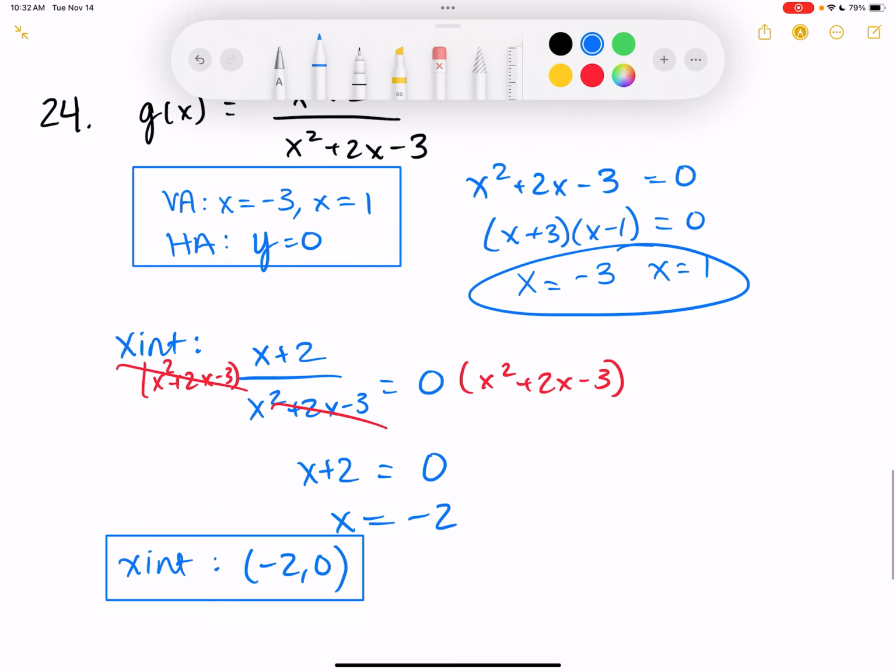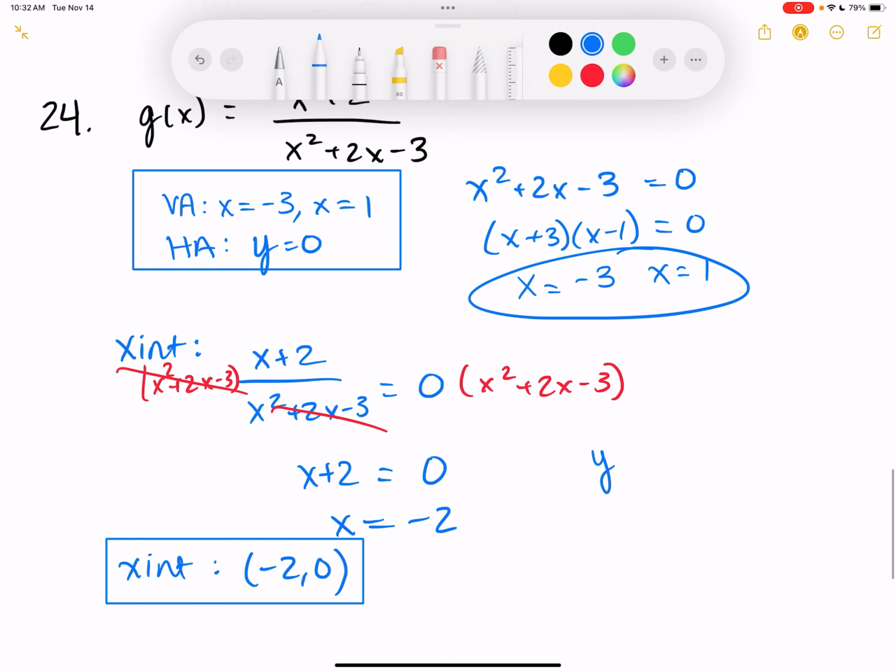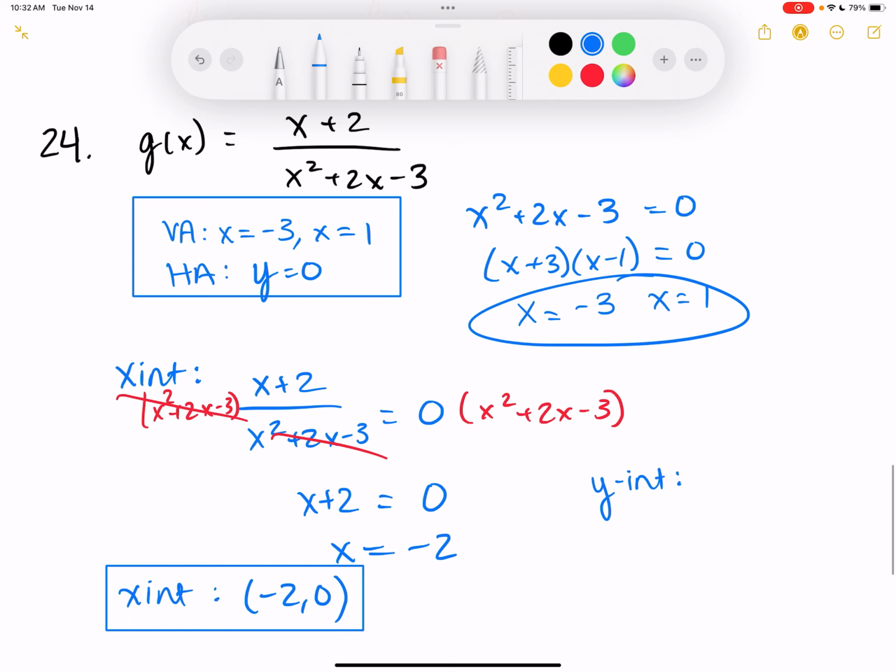Okay, the y-intercept, just do this over here. We set x equal to 0. So every x that we have up here is going to be equal to 0. So we've got y is equal to (0 plus 2) divided by (0 plus 2 times 0 minus 3). So y is equal to -2/3. So my y-intercept is at the point (0, -2/3).